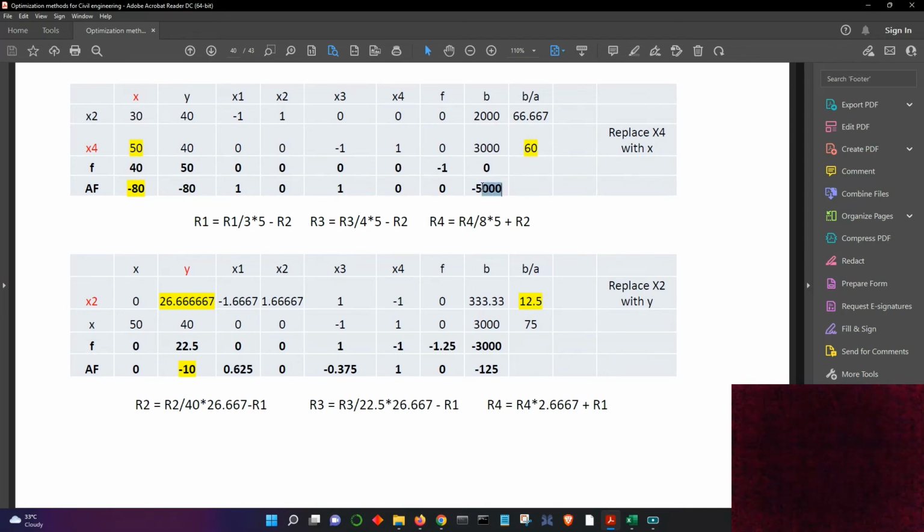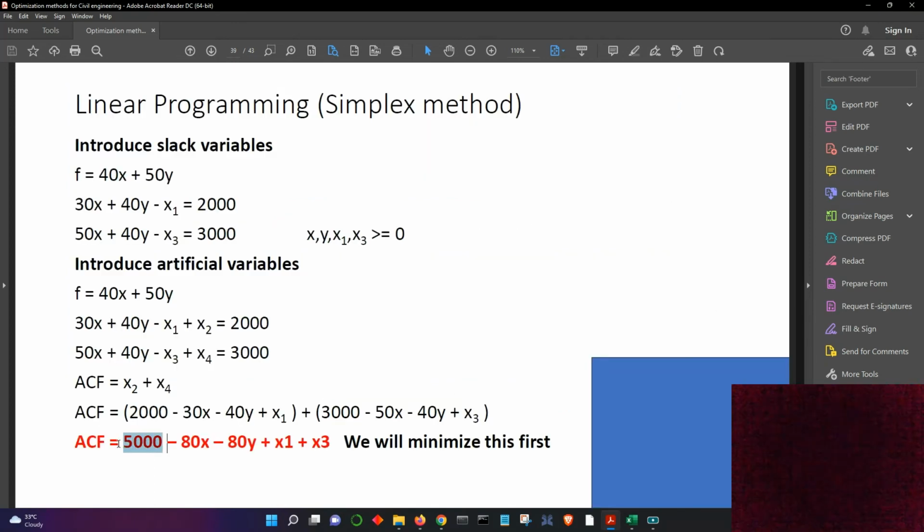Is it clear why minus 5,000 is coming? Because we sent this to the other side and brought this to this side. So this will become minus 5,000 and this will remain minus 80x minus 80y. That is clear, right?